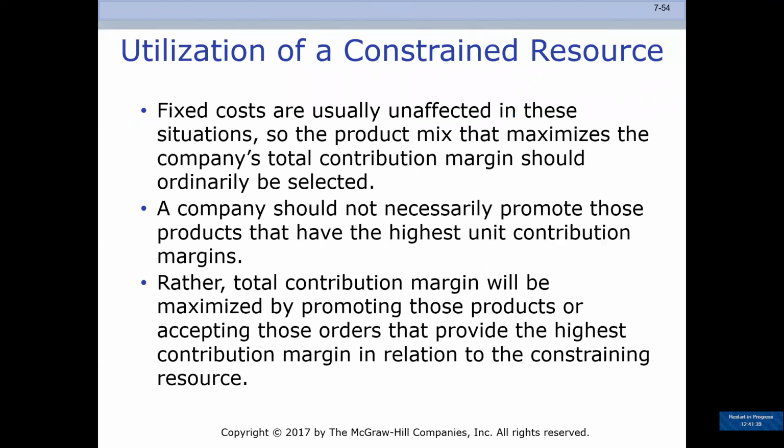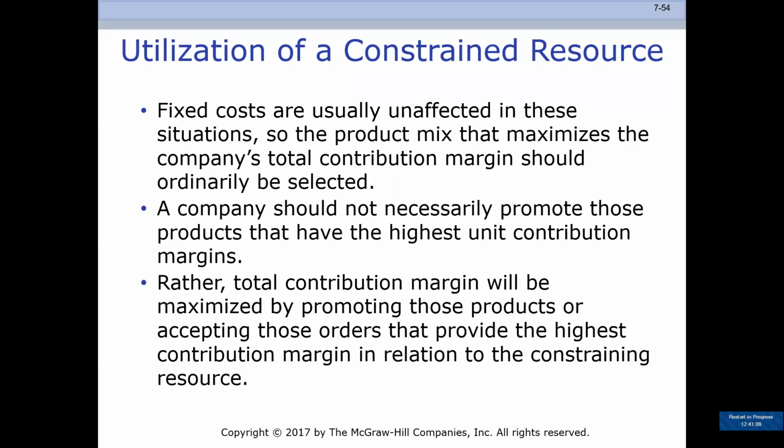Fixed costs are usually unaffected by these situations, so the product mix that maximizes the company's total contribution margin should ordinarily be selected. The company should not necessarily promote those products that have the highest unit contribution margins. Well, that doesn't make sense. Can you explain that to me? The company should not necessarily promote those products that have the highest unit contribution margin? I thought you should promote the products that have the highest contribution margin. What's wrong with that statement?